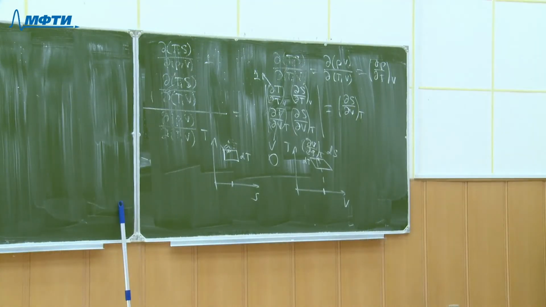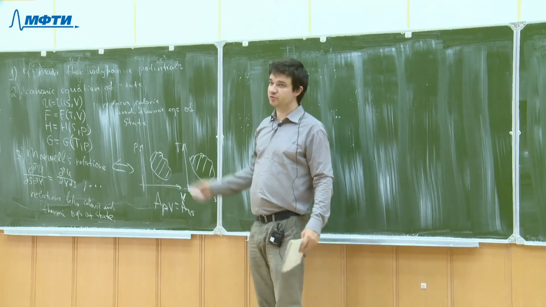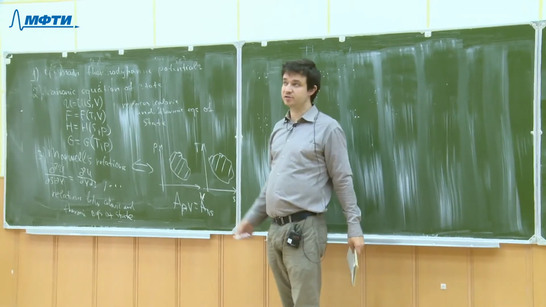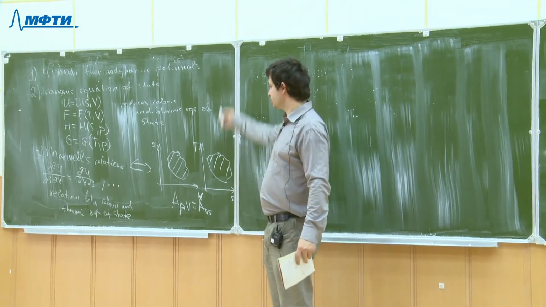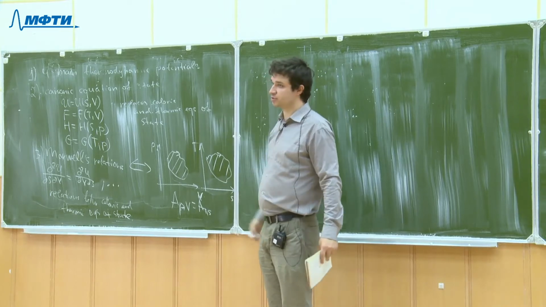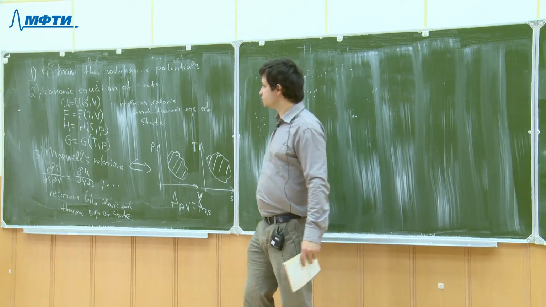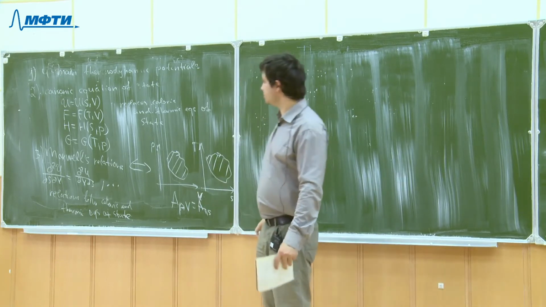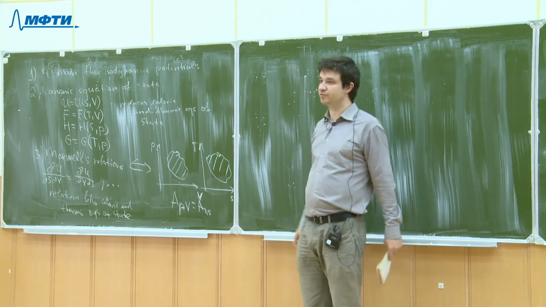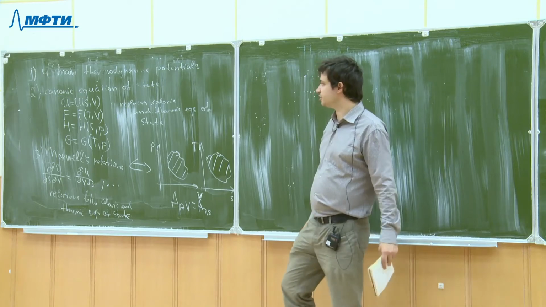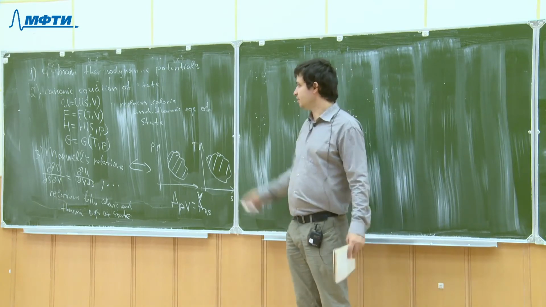On this board, I have briefly written all of the conclusions of the first part, because it was so lengthy and so difficult, so I have decided to write the main conclusions of what happened in the first part. So I was able to introduce 4 main thermodynamic potentials using the well-known functions of state, which are temperature, entropy, and internal energy.